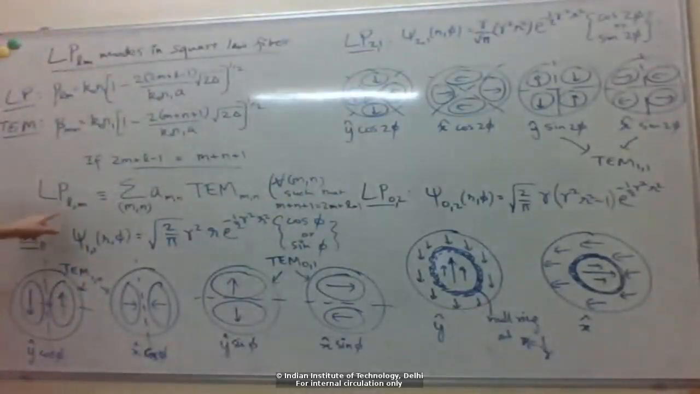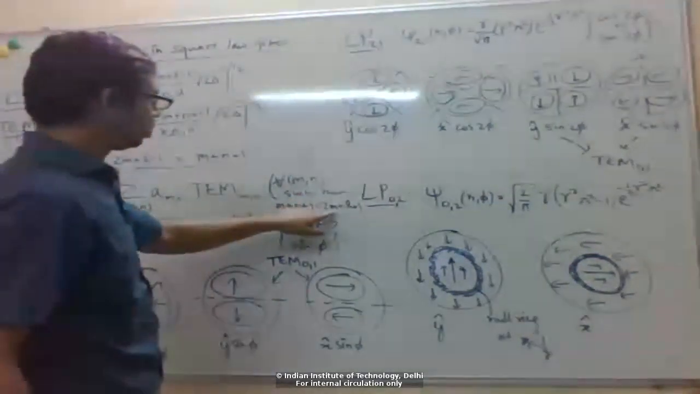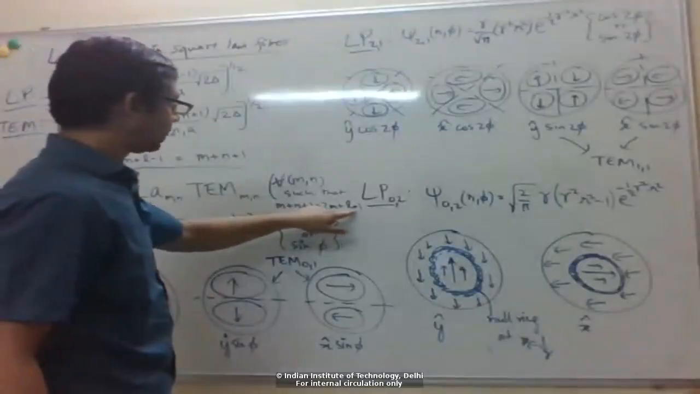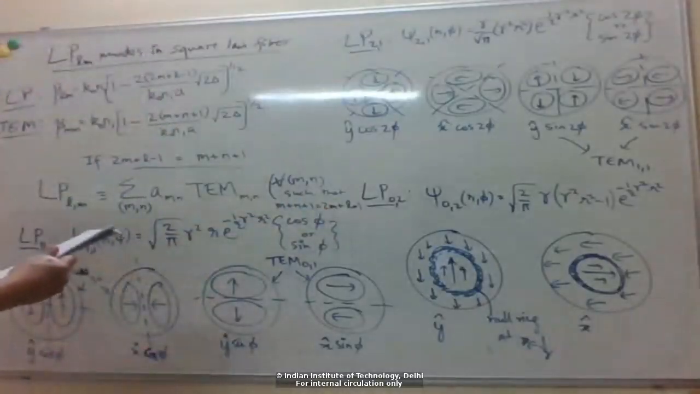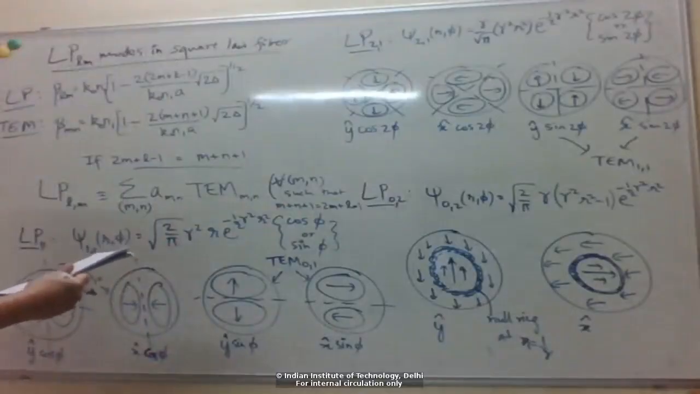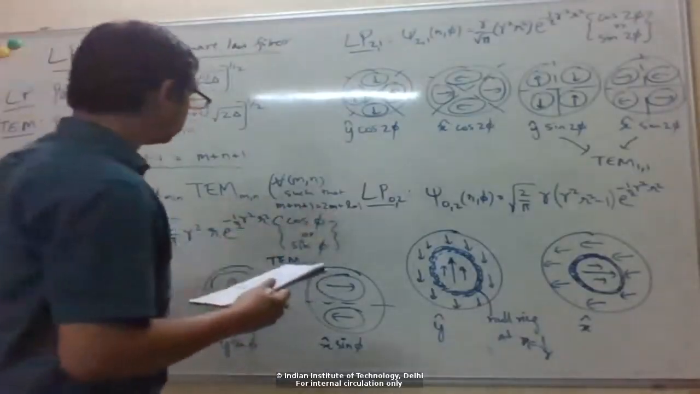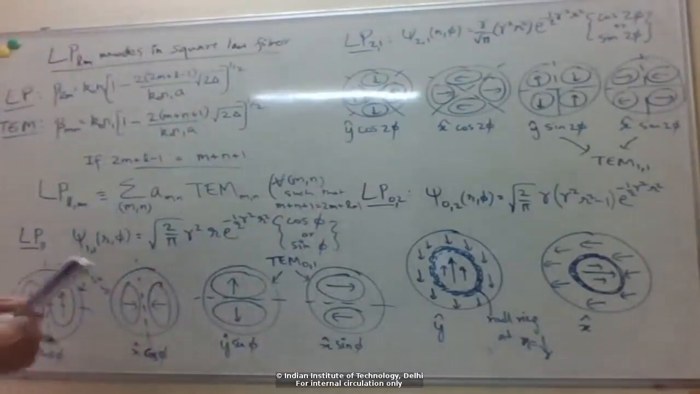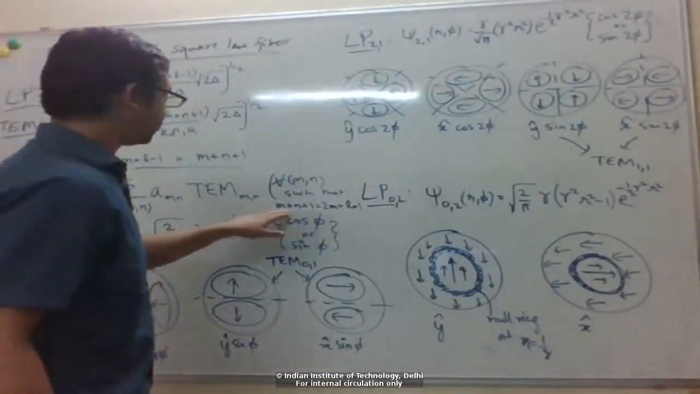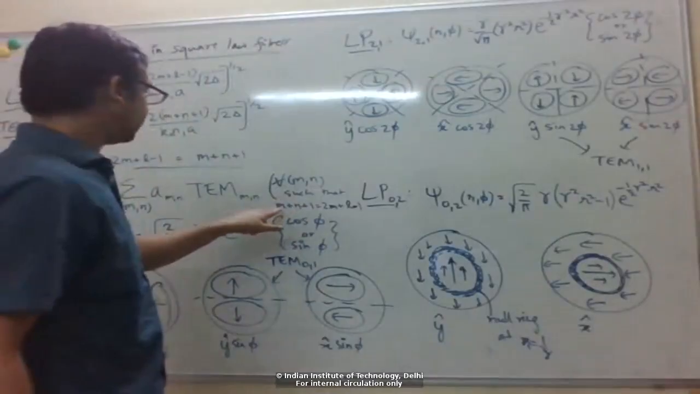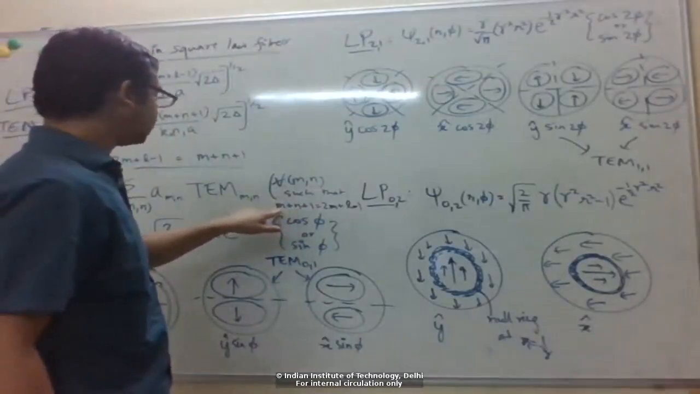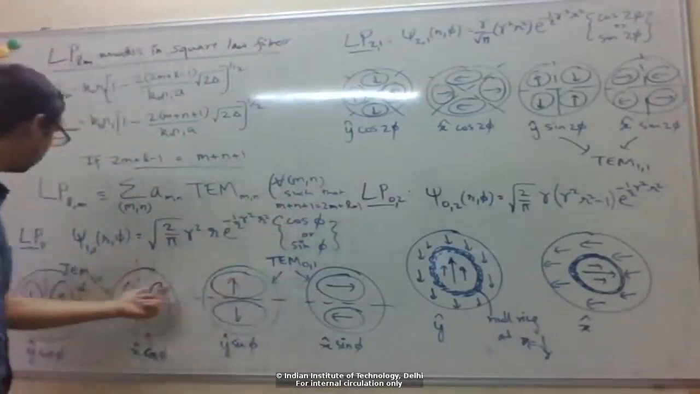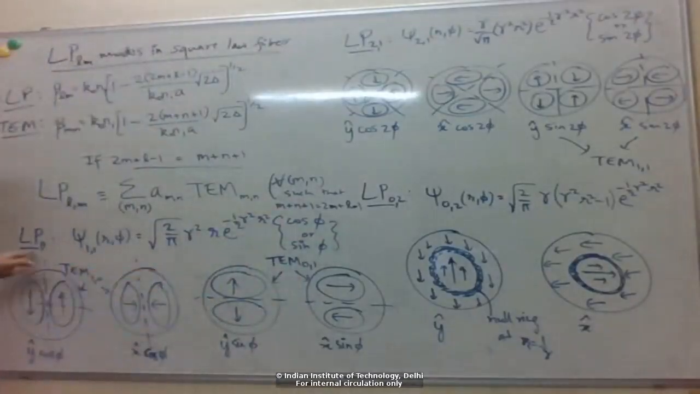Similarly, if you have LP11, here it will be 2 plus 1 minus 1, so this is now 2. That means m plus n has to be equal to 1. So either m is 1 and n is 0, or m is 0 and n is 1. So TEM01 or 10. That's how you get the different LP11 modes.